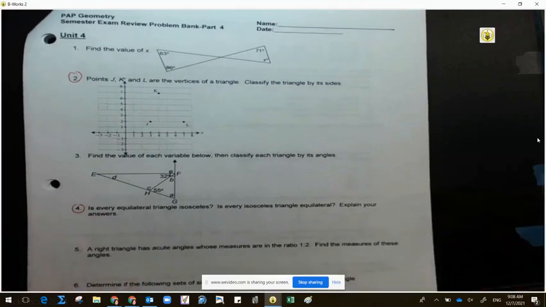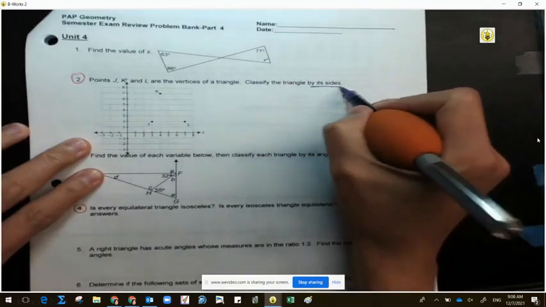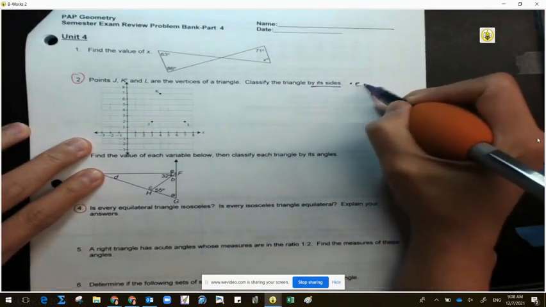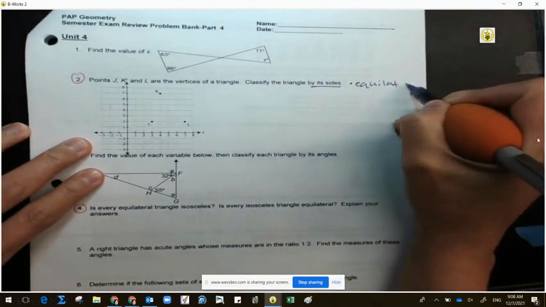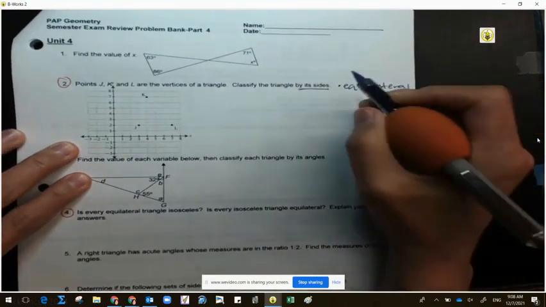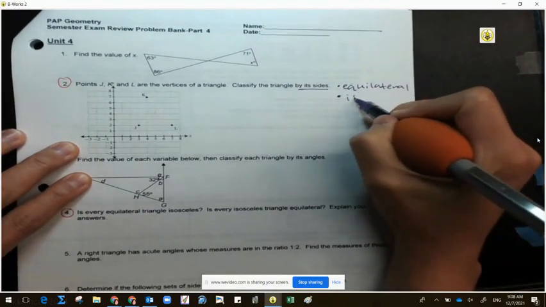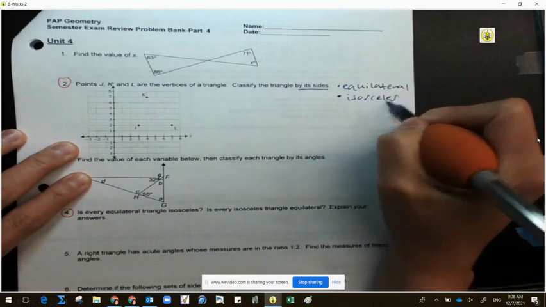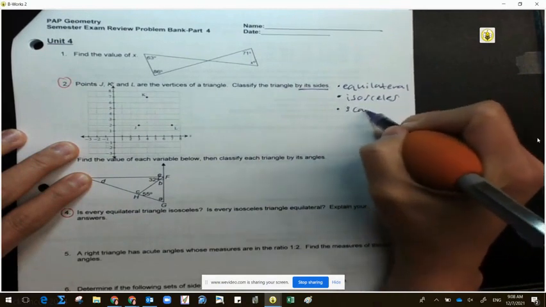Brooke, let's read number 2. Points J, K, and L are vertices of the triangle. Classify the triangle by its size. So when we are classifying by its size, let's look at our 3 categories. I could say it could be an equilateral. What else can it be? Isosceles. And then my third one could be scalene.